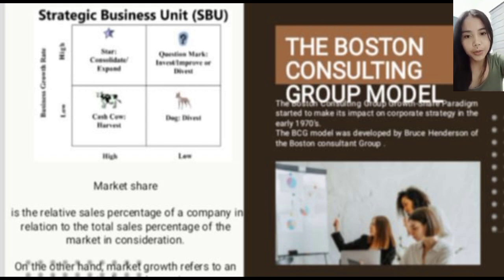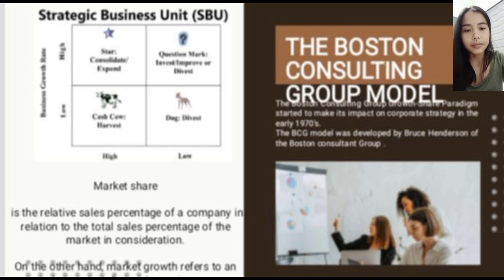Good day everyone. Today I will be discussing the Boston Consulting Group model. As we can see here, the Boston Consulting Group growth share paradigm started to make its impact on corporate strategy in the early 1970s. The BCG model was developed by Bruce Henderson of the Boston Consulting Group.